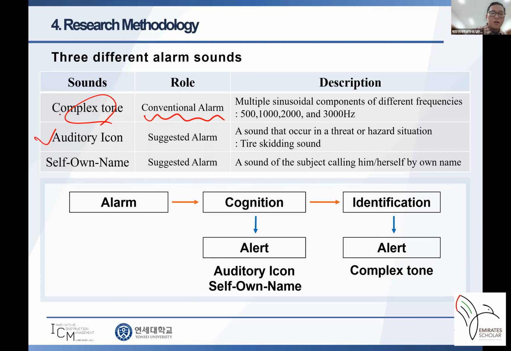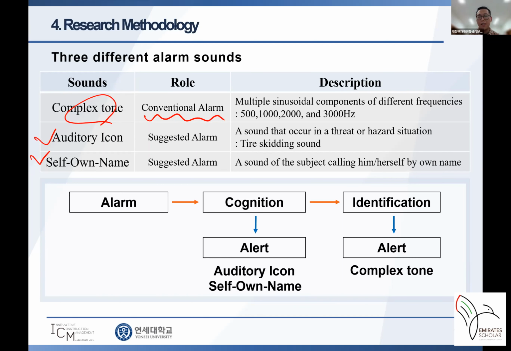The second one is auditory icons. We suggest these alarm sounds. An auditory icon is a sound that occurs in threat or hazard situations, such as a tire skidding sound in driving situations. Cell-phone name is the third alarm, and cell-phone name is the sound of the subject calling him or herself by their own name.